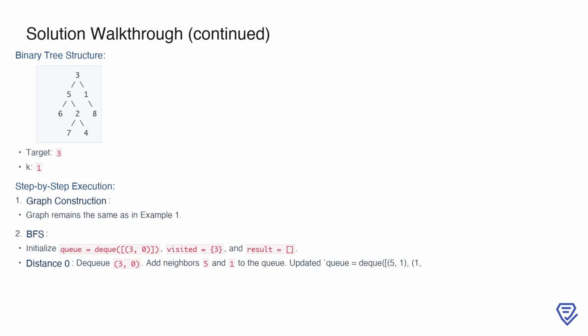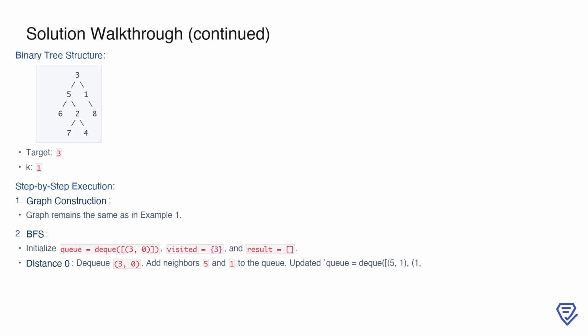In this example, the target is the root node, 3, and k is 1. Since the graph remains unchanged, we can directly begin the BFS. We initialize the queue with the target node 3 at distance 0, so [3, 0]. The visited set starts as {3}, and the result list is empty.